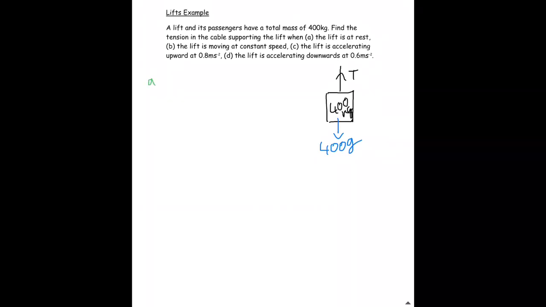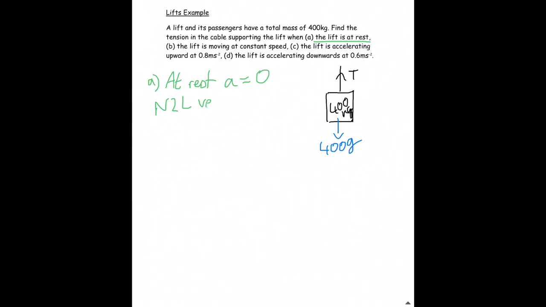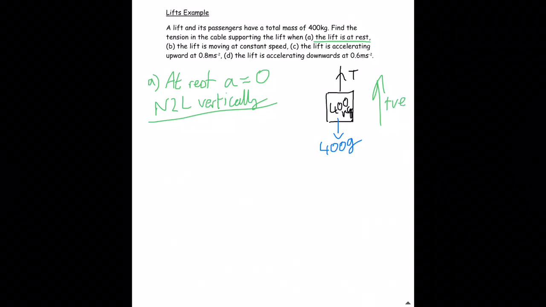So A asks us, find the tension in the cable when the lift is at rest. If you are at rest, the first thing you need to notice is that you are not accelerating. So your acceleration is 0. When I then apply Newton's second law vertically, again, I should pick a positive direction. My acceleration is 0, so I'll just pick up as positive.